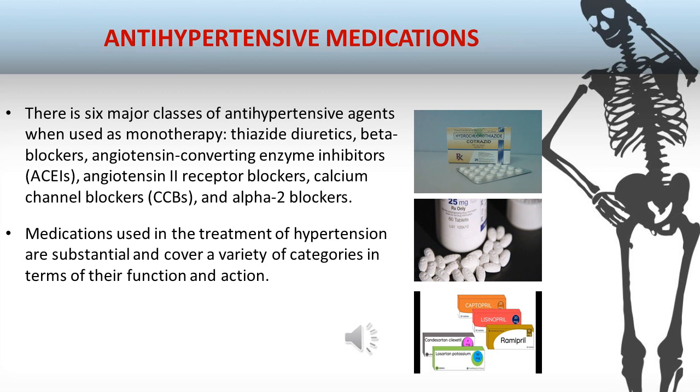Antihypertensive medications. There are a lot of classes found to treat patients with hypertension, which can be given to the patient alone or in combination with other drugs. Today there are 6 major classes of antihypertensive agents used as mono therapy, which include thiazide diuretics, beta blockers, angiotensin converting enzyme inhibitors, known as ACEI, angiotensin 2 receptor blockers, calcium channel blockers, and alpha-2 blockers.